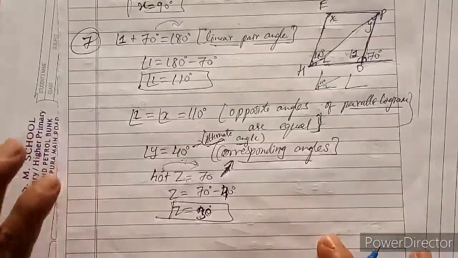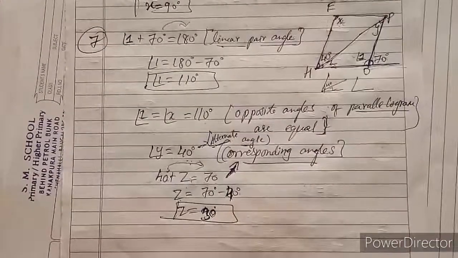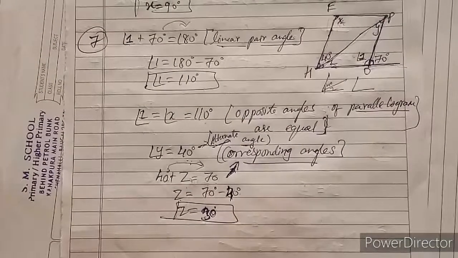Got it, understood? Now I have done up to here, up to question number 7. The remaining sums I will try to explain after that. Okay, now write it.